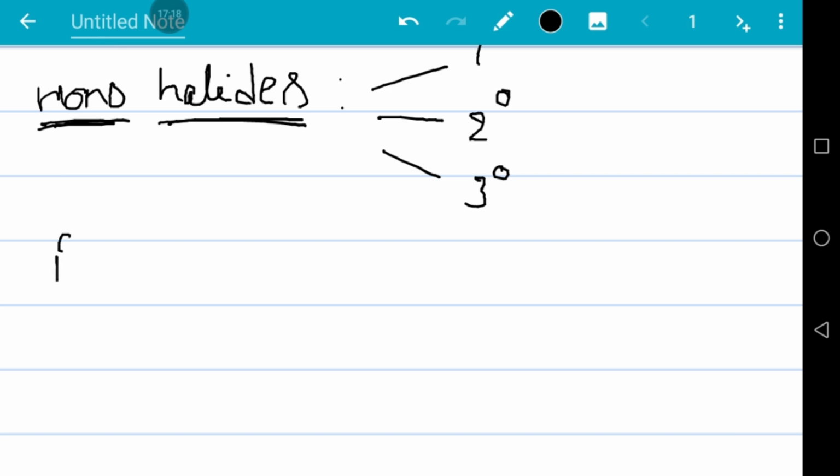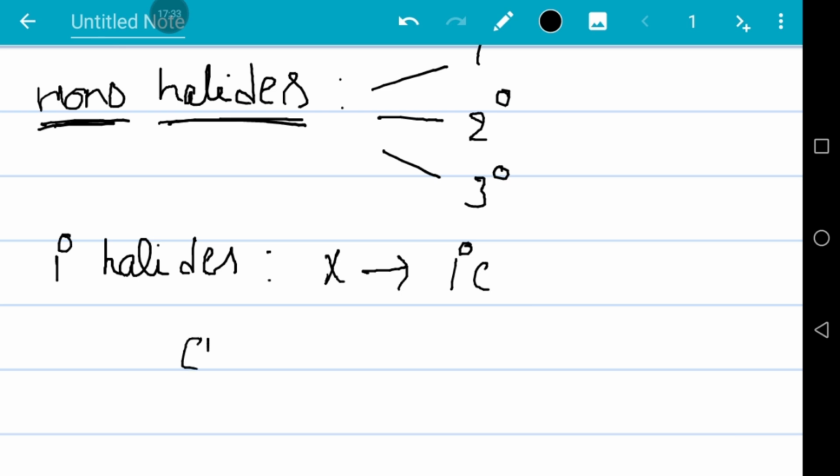So now coming to primary halides. What are primary halides? Primary halides means halogen is attached to a primary carbon. Those are the primary halides. For example, CH3CH2Cl. Here, halogen is attached to this carbon.